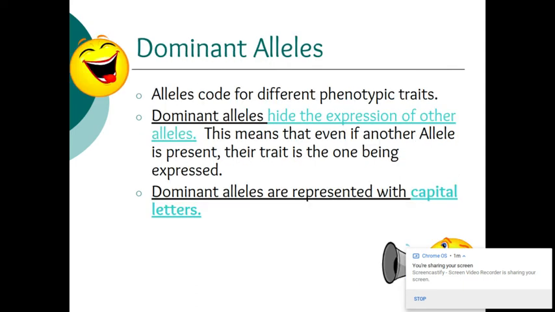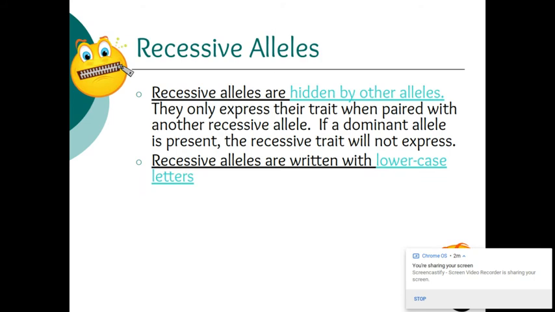Some of these alleles are dominant. They take over. They're like the in-charge alleles, and they're usually shown with capital letters. So if you have a dominant allele, usually the dominant allele is what you see in your trait. Sometimes your parents will give you recessive alleles, and they're usually hidden. They're only shown if you only have recessive alleles. So for example, if you have two recessive alleles, you will actually have the recessive trait. We usually use lowercase letters to show that.